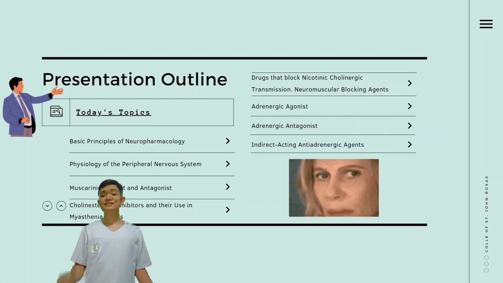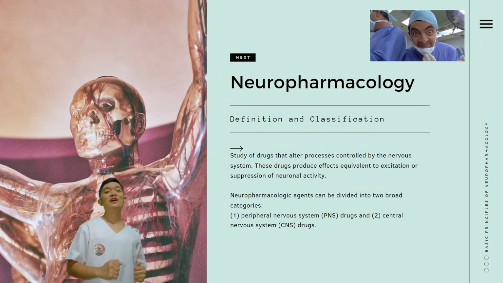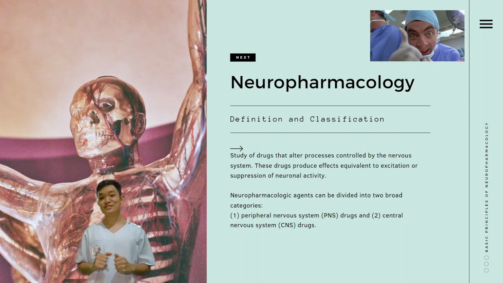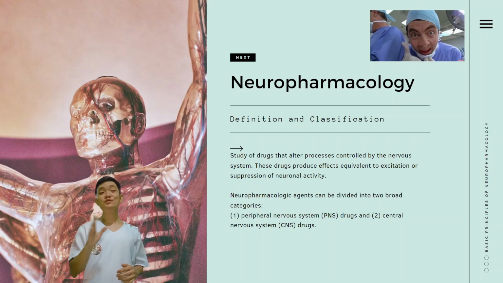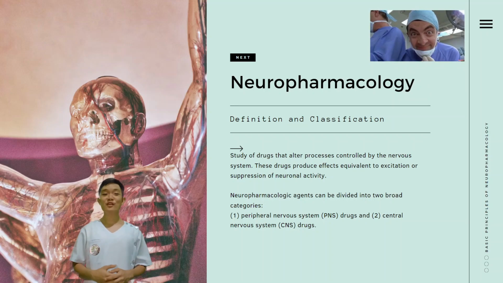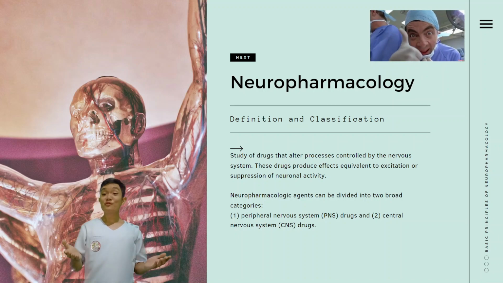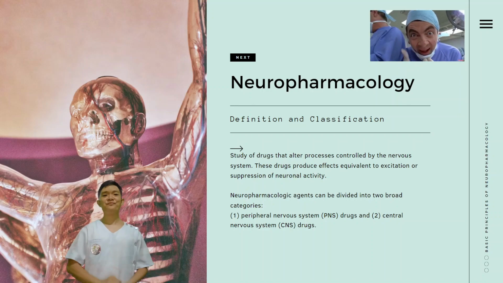Now, this is the boiling question we have today. What is neuropharmacology? Just by looking at the word, neuro means the nerve, and pharmacology means the study of drugs. Therefore, neuropharmacology is studying drugs of the nervous system.